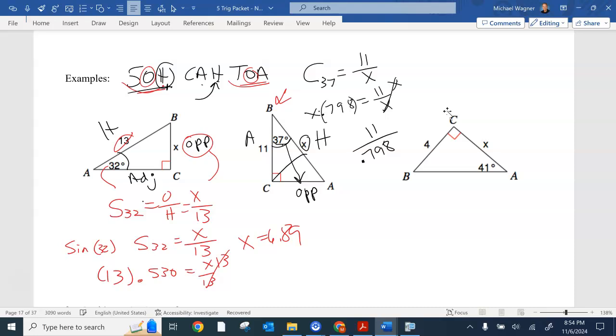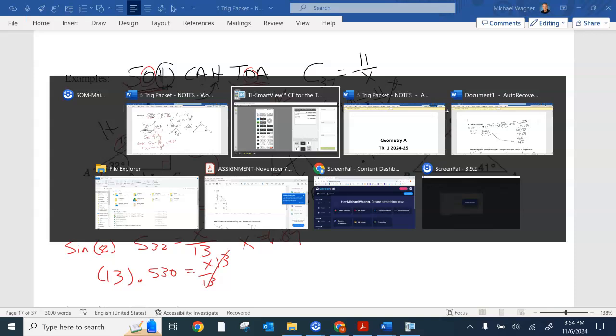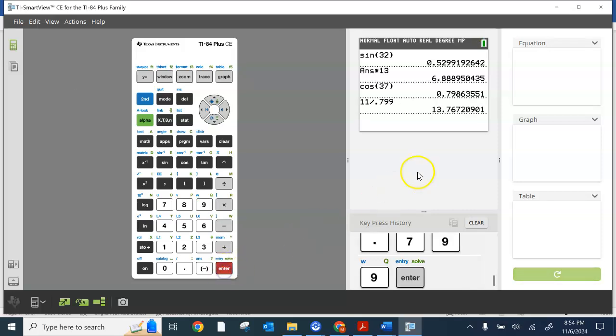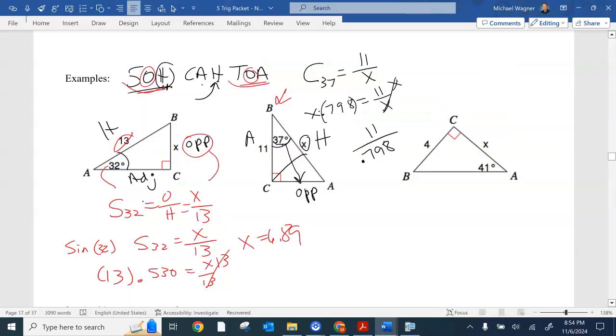There's two ways to do it. Actually, it rounds to point. Okay, so if it's 0.7986, this would round to 9. So 0.799. So I'm going to go 11 divided by 0.799. And it's going to get pretty close, 13.76, maybe 13.77. Okay, so that means our hypotenuse is 13.97.